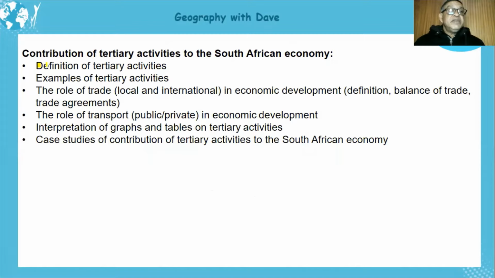We're going to look at the definition of tertiary activities, examples of tertiary activities, the role of trade, local and international, in economic development, the definition of balance of trade and trade agreements, the role of transport, public and private, in economic development, and an interpretation of a few graphs and tables in tertiary activities. Now let's get going.